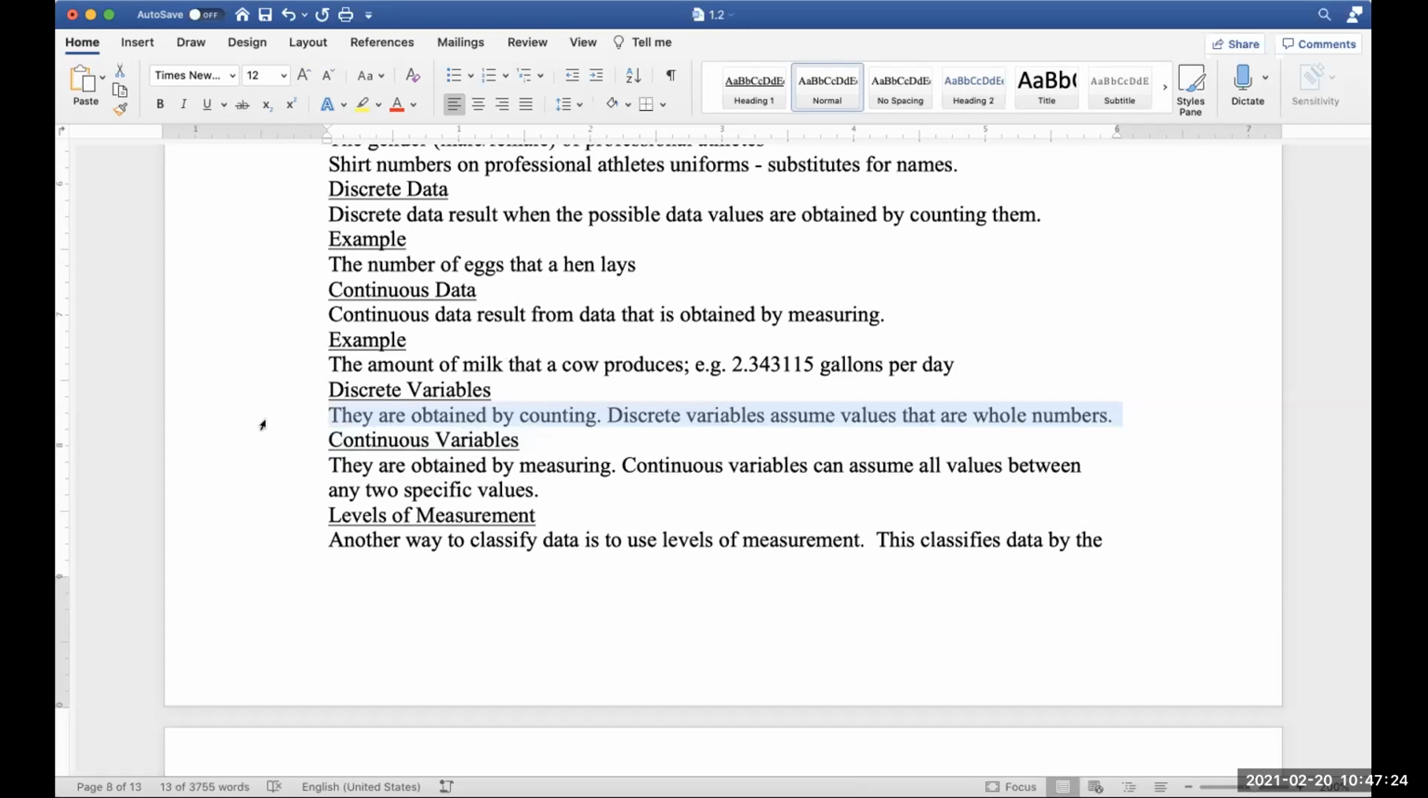So, discrete variables are obtained by counting. In general, discrete variables will assume values that are whole numbers. Continuous variables are obtained by measuring. In general, continuous variables can assume all values in a particular interval.